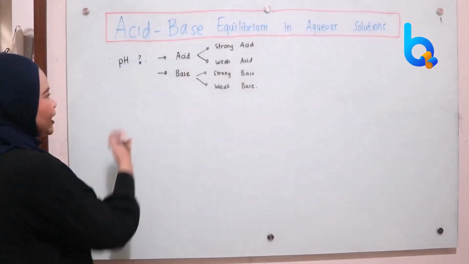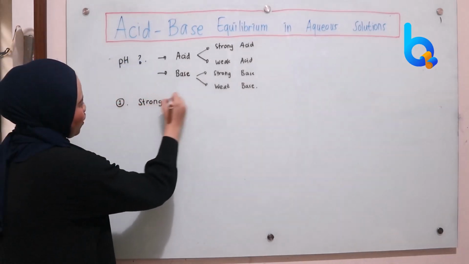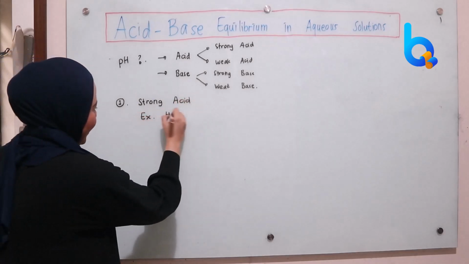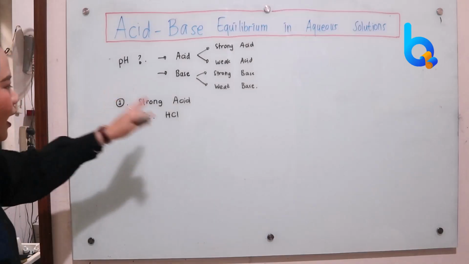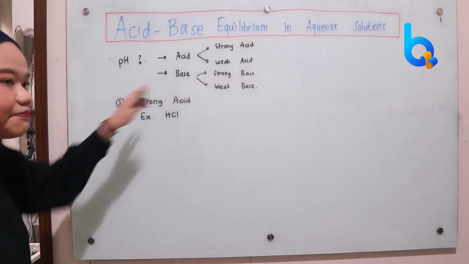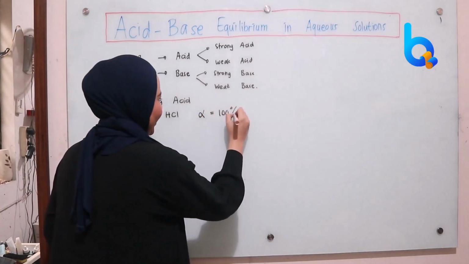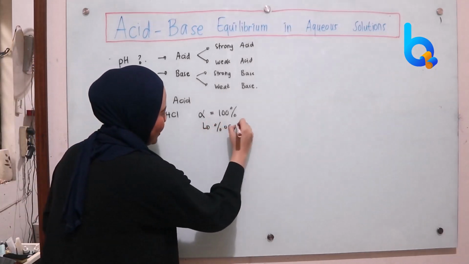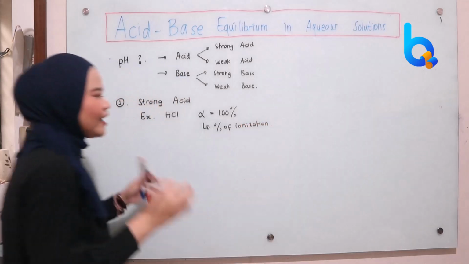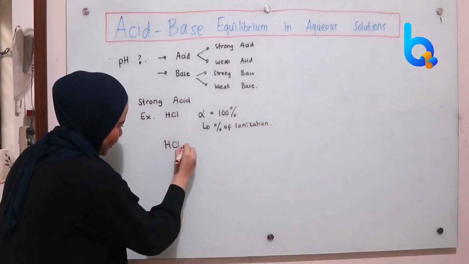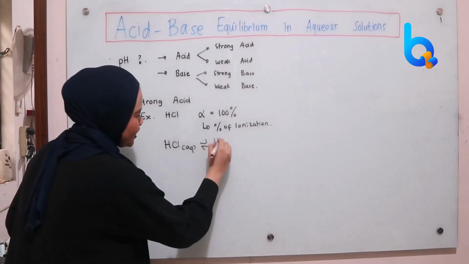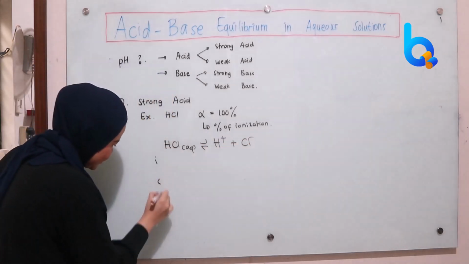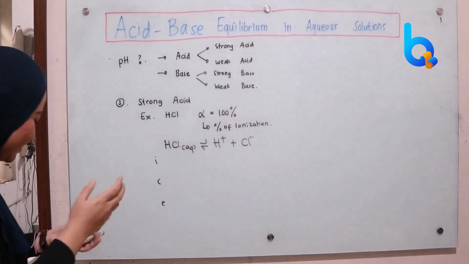First of all is strong acid. I want to give an example, probably HCl. Why do we call HCl a strong acid? Because alpha is 100%. What is alpha? Alpha is the percent of ionization. So 100% HCl in aqueous form gives H+ and Cl-. So if I want to look at it with an ICE table, probably really familiar.